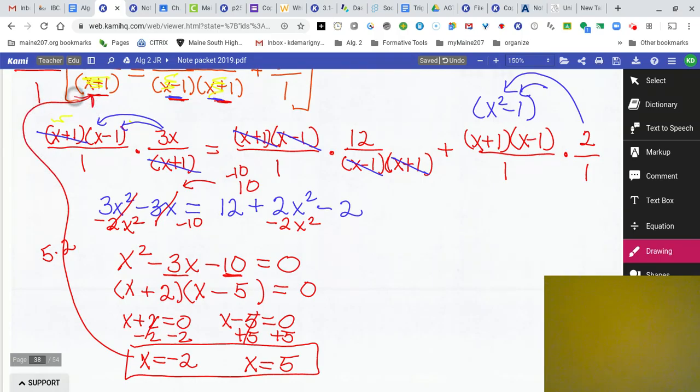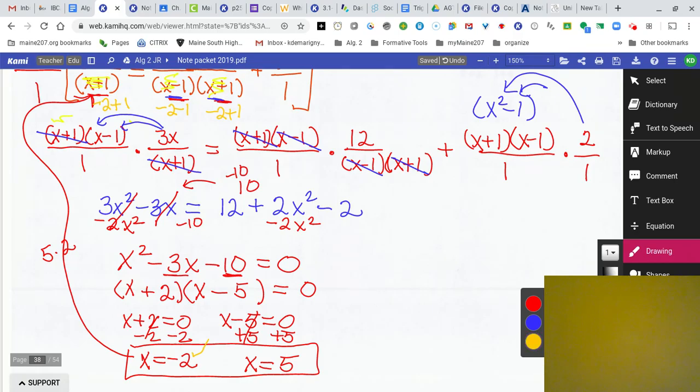If I put either one of those values in, I want to check for a 0 in the denominator. So if I put a -2 in, if we do -2 plus 1, if we do -2 minus 1, if we do -2 plus 1, none of those give me a 0, so we can accept the -2. And then if we go back and put the 5 in, we'll put it in a different color. We'll put it as pink.